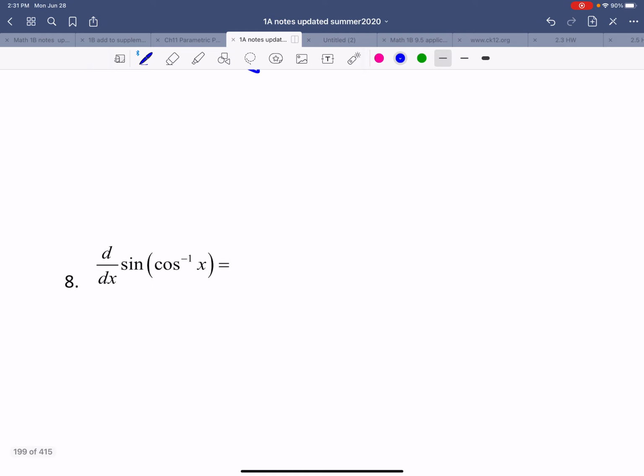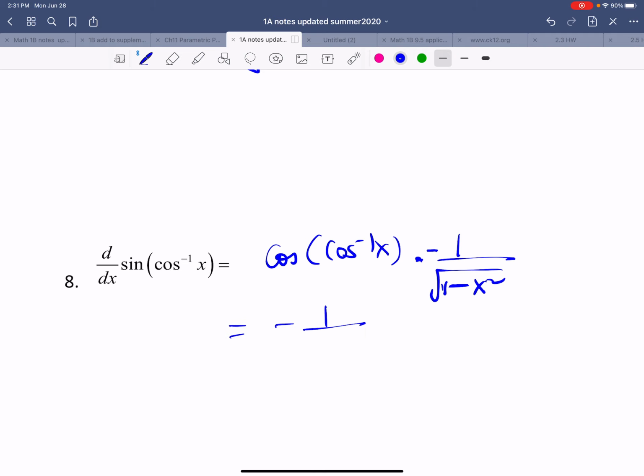Next, the derivative of sine of cosine inverse x. What's the derivative of sine x? It is cosine of that x, in this case cos inverse x, times the derivative of cos inverse x, so it turns out to be negative 1 over square root of 1 minus x squared times cosine of cos inverse x.